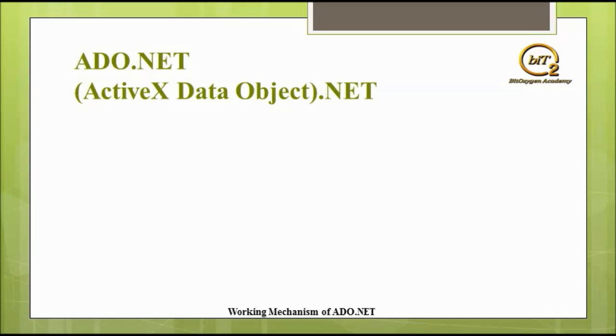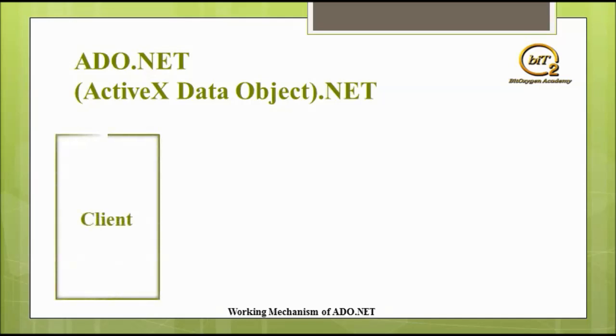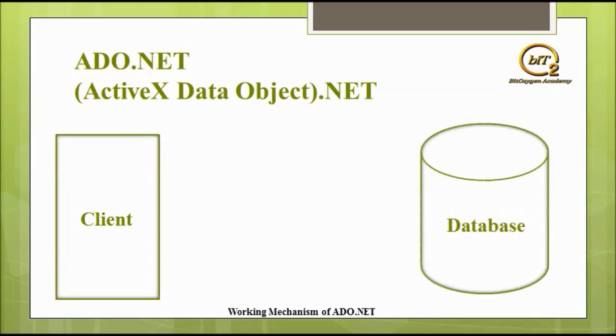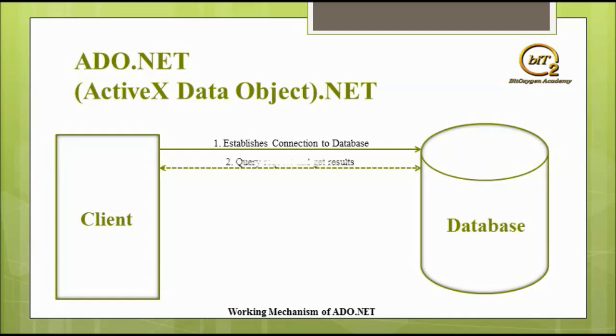As you can see in the diagram, again client is there on the one side and database is given on the other side. So the very first step is connection is established. Then second step, query is processed and result is delivered. After one query is processed, the connection is closed immediately.